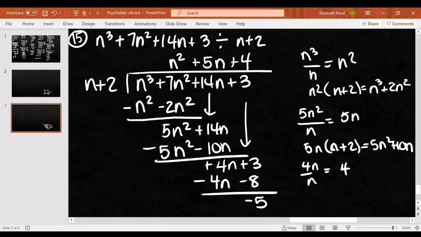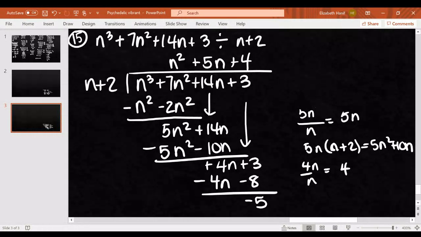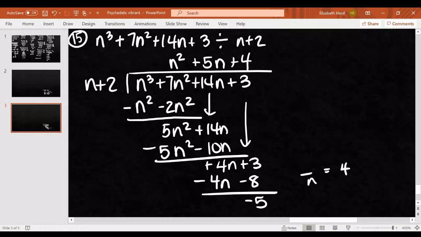And so the difference here is my remainder is not 0. And so what that means is that n plus 2 is not a factor of n to the third plus 7n squared plus 14n plus 3. It is not a factor.